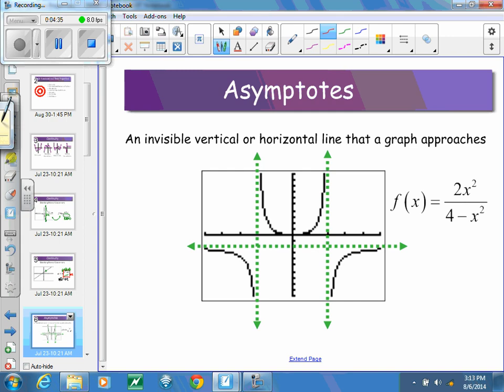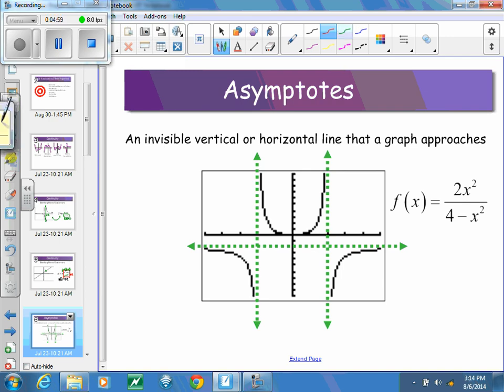Now, as we start talking about points of discontinuity, then we start talking about asymptotes. And what asymptotes are is kind of like invisible vertical and horizontal lines that a graph approaches but never necessarily touches or crosses. And what I have here is a function that actually has 3 asymptotes. It has 2 vertical asymptotes and it has 1 horizontal asymptote.